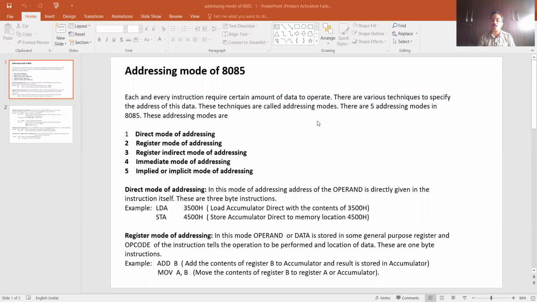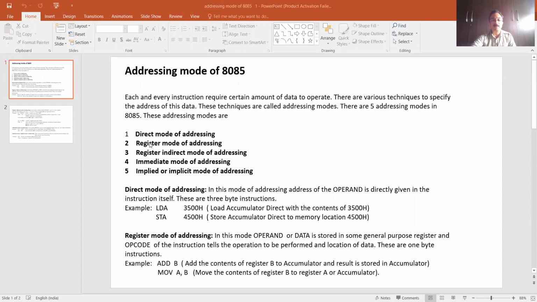Okay, a total of 5 addressing modes are there, namely direct mode of addressing, register mode of addressing, register indirect mode of addressing, immediate mode of addressing, and implied or implicit mode of addressing. Now we'll see all these 5 addressing modes one by one. The first one is direct mode of addressing.